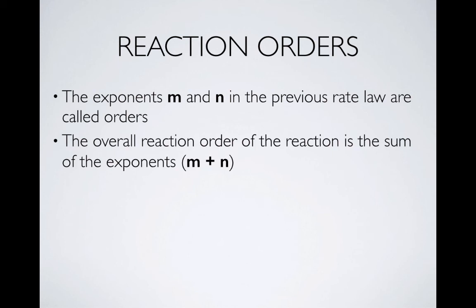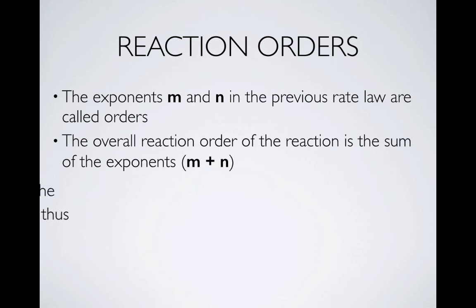So let's say m and n are both 1. If we were to raise two concentrations to the power of 1, then the overall reaction order would be 2. If we had a concentration that was squared and something that was raised to the first power, then the overall order would be 3, 2 plus 1.